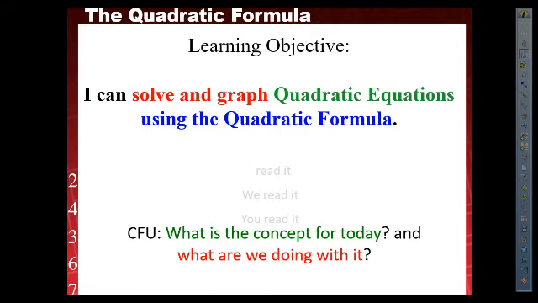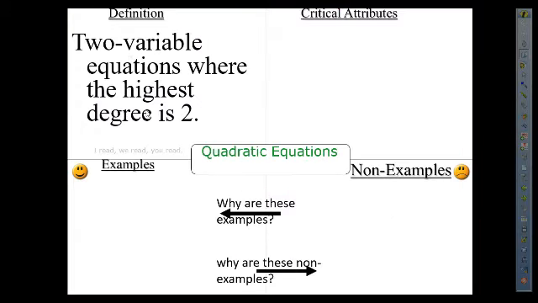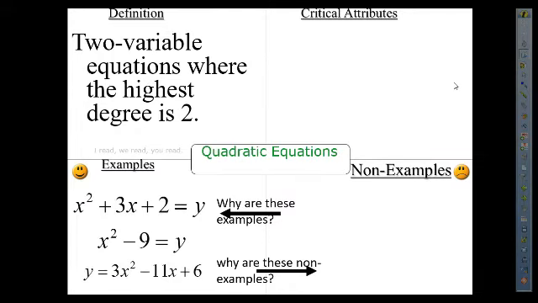All right. So let's see if you got something like this. Quadratic equations, 2 variable equations, and the highest degree 2. Something like that? Yes. Examples? Non-examples? Hashtags? Just wrote a couple. There'll be another one that we can add to that.